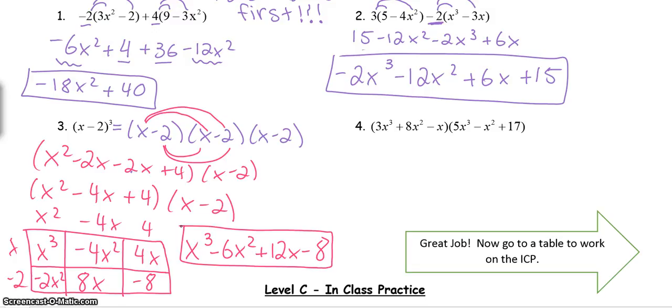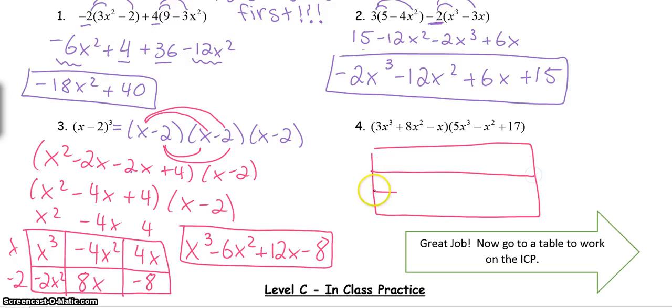Alright, now for number 4, we've got a trinomial times a trinomial. Each of them have 3 terms. I'm going to use the box here again. It's just going to be a little bigger box. I'm going to need an extra row at the bottom. So, got to make sure I have 3 rows and 3 columns. And then I'm going to write my first trinomial on the top and my second going down the side.